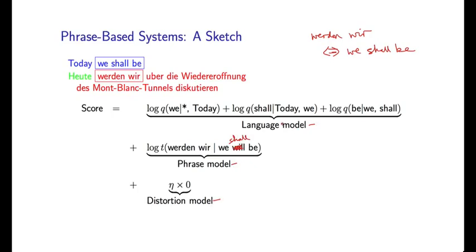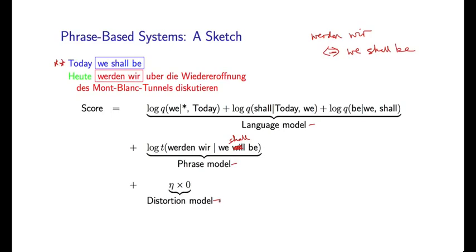So the language model score, again, we're using a trigram language model. We have the probability of we given star today. Those are the two previous words here. We have the probability of shall given we and today. And finally, we have the probability of be given we and shall. So one Q parameter for each of the English words that we've chosen. On the phrase model side, we have log of T of this German string, werden wir, given this English substring, we shall be.